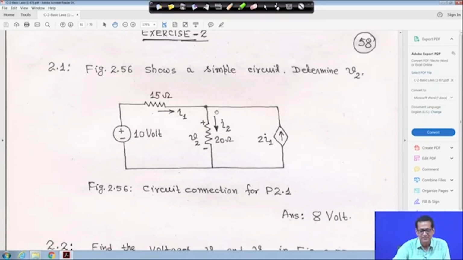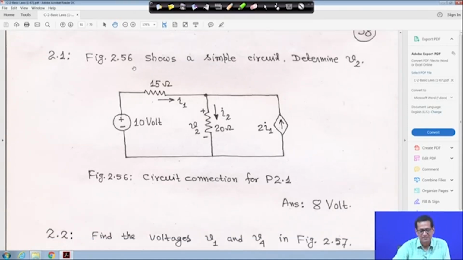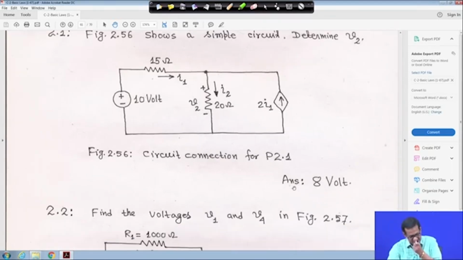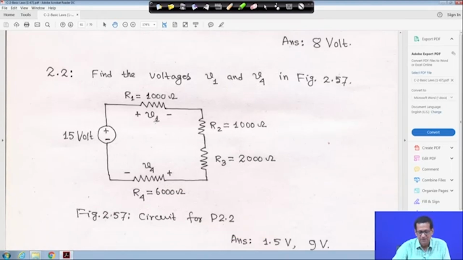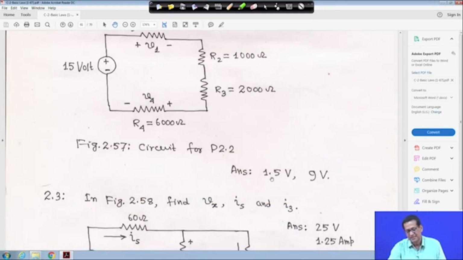So, this is your exercise 2, problem 1, the circuit is shown, you have to find out V2. So, there is one dependent current source and this is your V2, you have to find out V2, the answer is given here, right. Next problem you will solve, find the voltages V1 and V4 in this figure, right. You have to find out V1 and V4. A simple series circuit is given. The answer is given here.